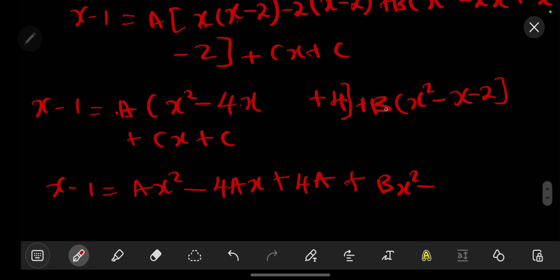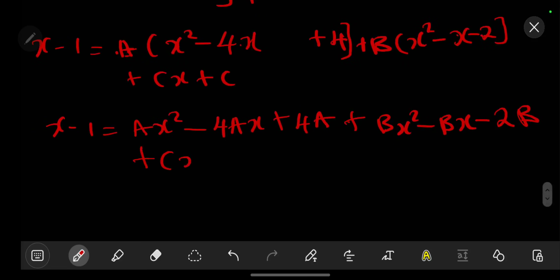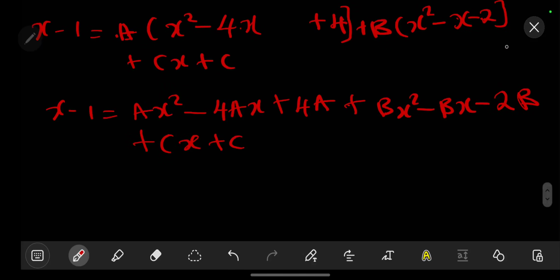Then we have minus our b by x, it will be bx. This b by negative 2, it will be negative 2b, like that. Then we have plus our cx plus our c, like that. Then all we have to do from here is we are just going to compare.